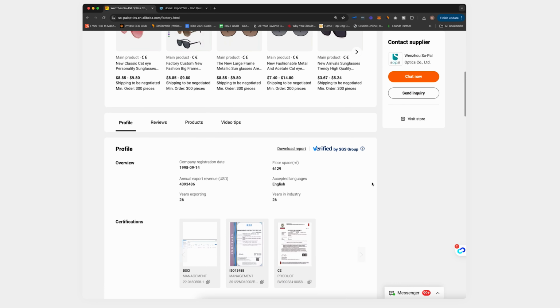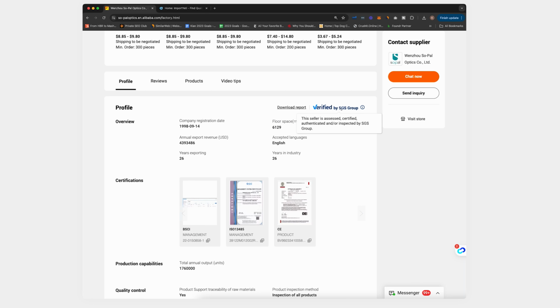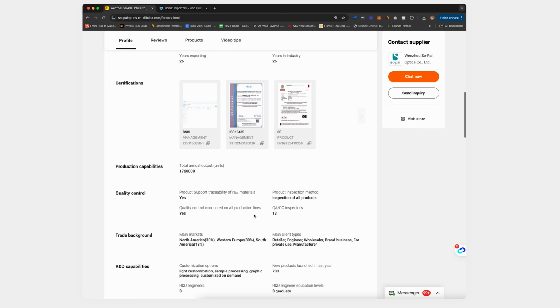Now, as we go down again, it tells you who verified it. It's SGS Group, which are a very big quality control organization. We can see the factory's been established since 1998, so they've been exporting for 26 years. At the start, when we saw 16 years, that was 16 years on Alibaba, but 26 years exporting. And then we can see their certification.